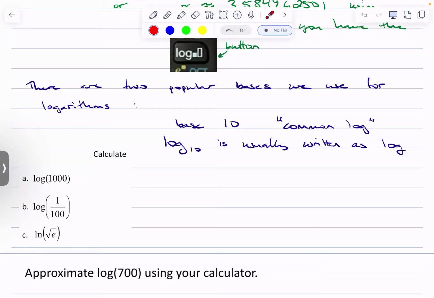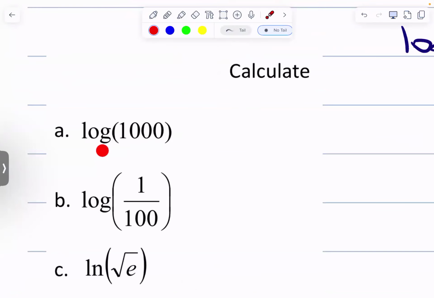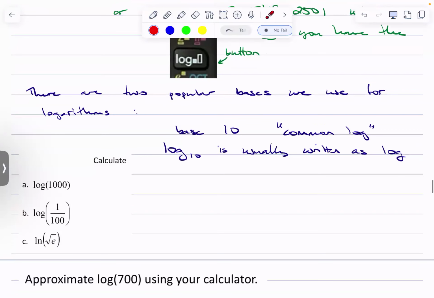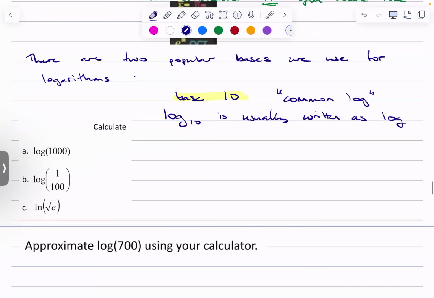So when you see something like this, just the log, it's implied that it's log base 10. So log base 10, that's on your calculator, right? Even if you don't have a log base anything button, you have a log button, I guarantee it. There's also going to be the natural log, base e, which is called the natural log.